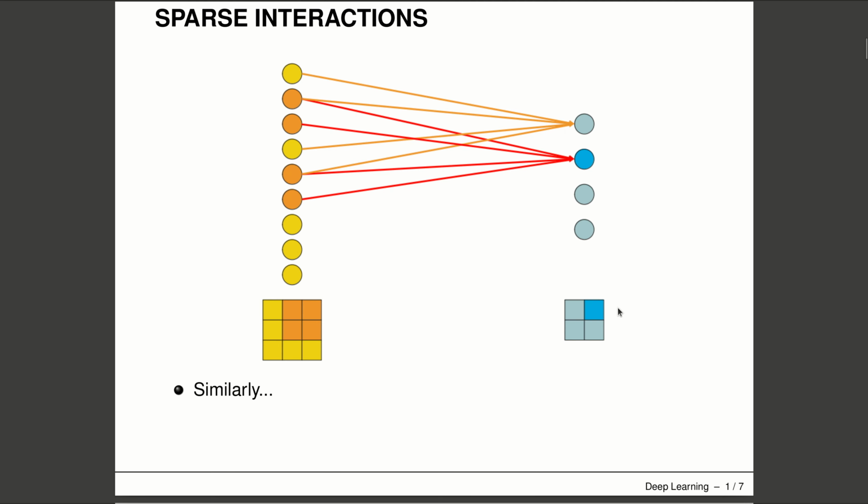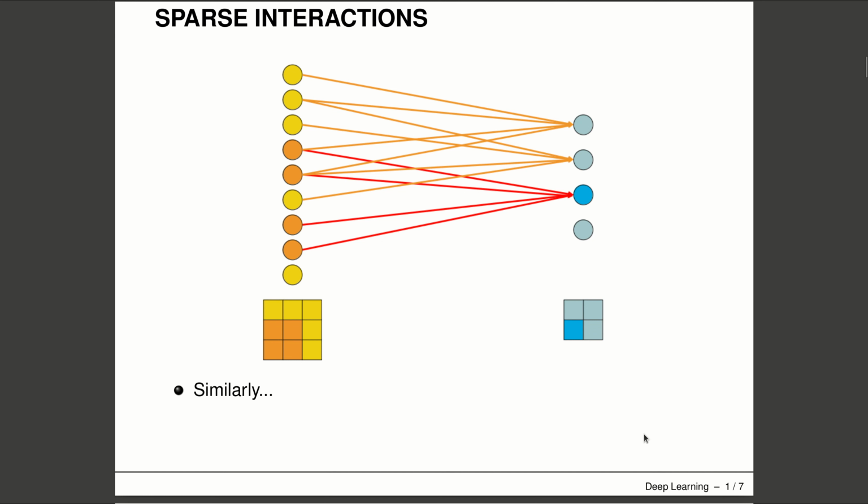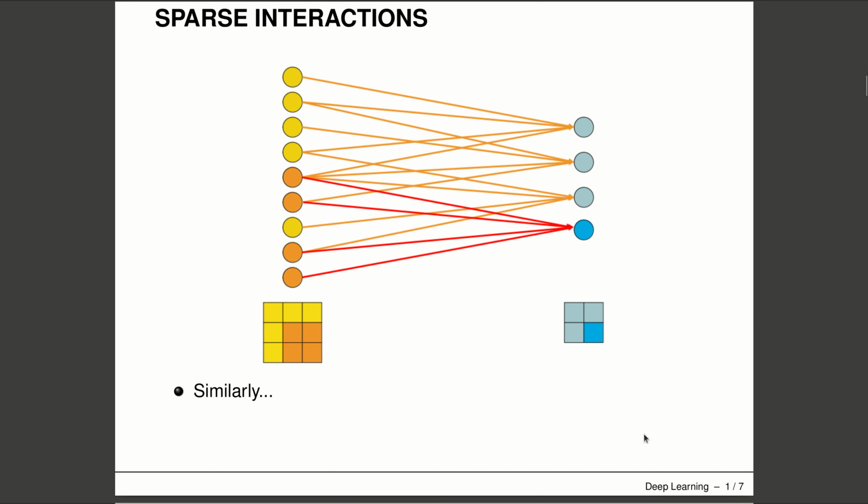Similarly, for the second entry of our feature map, again, we have another 4 connections. Now, in total, we have 8 connections so far. And continuing, now we have 12 connections for the third entry. And at the end, for the whole feature map, we have 16 connections in total.